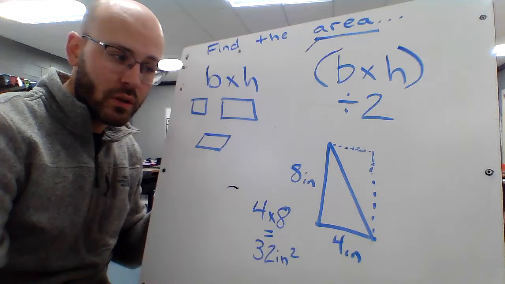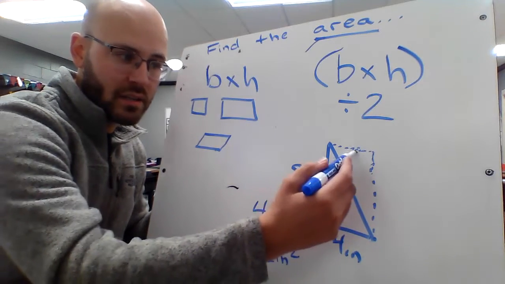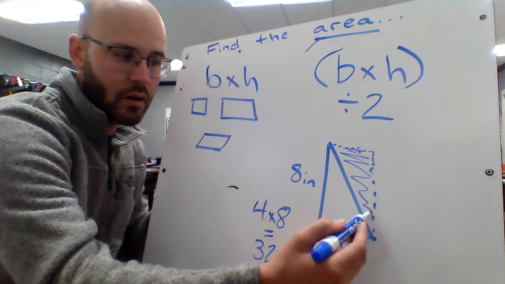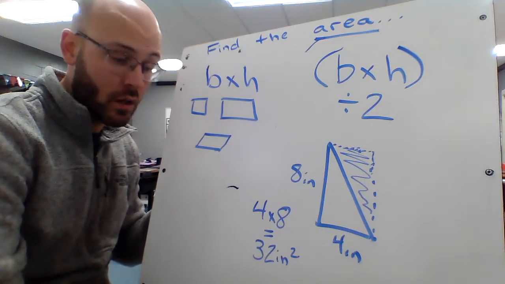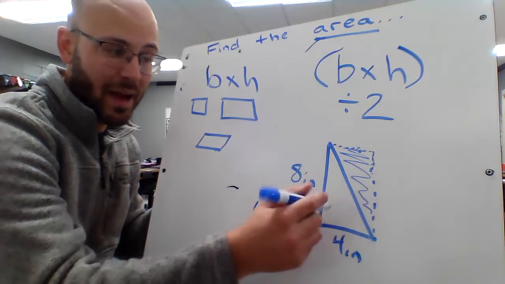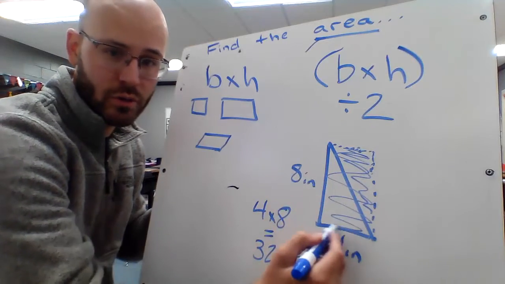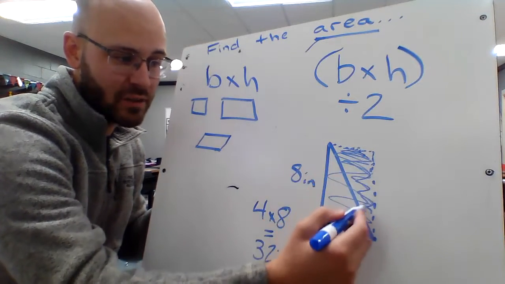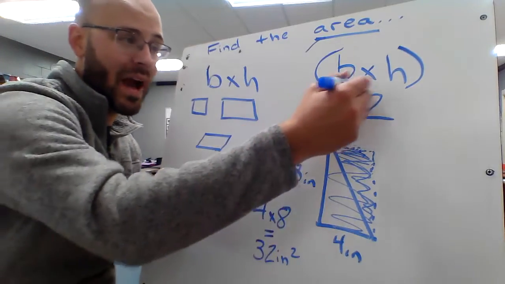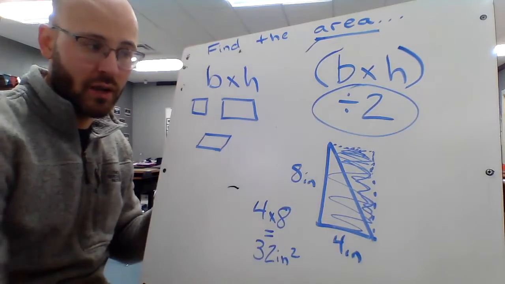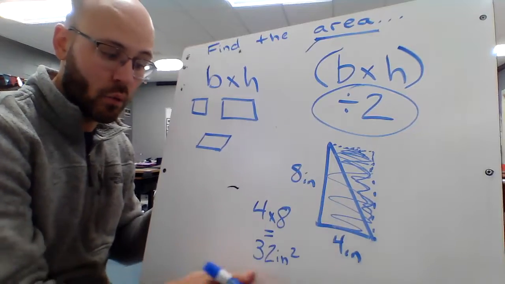But if you notice something, we're missing half of that rectangle, right? So it only takes up half of this whole space. Half is missing of the rectangle because it's only a triangle. That's why we always divide the area by 2. If it was a rectangle, it would have been 32.